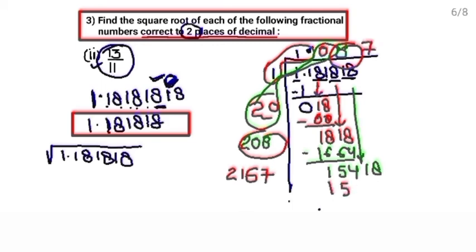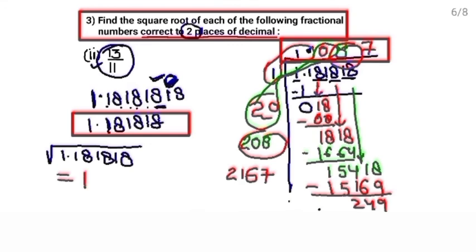You will get 15,169. Subtract it. 249. So now you have calculated the square up to the 3 decimal places, which is 1.087 to 3 decimal places, right?